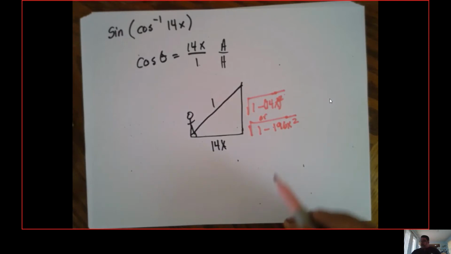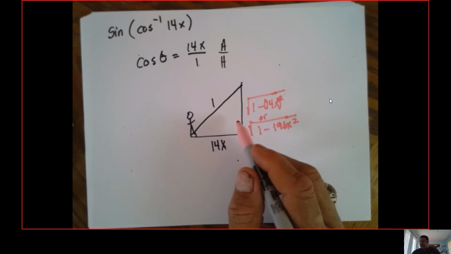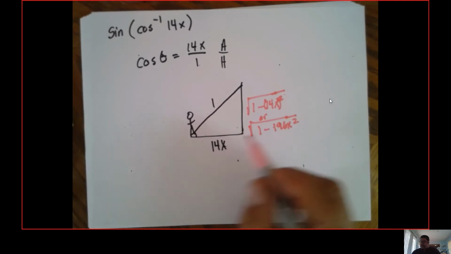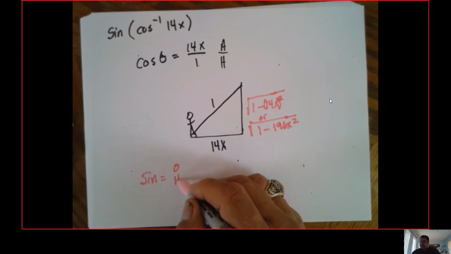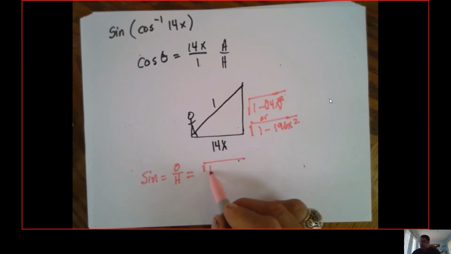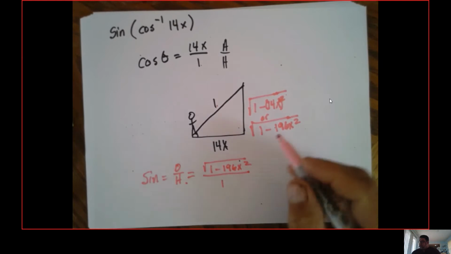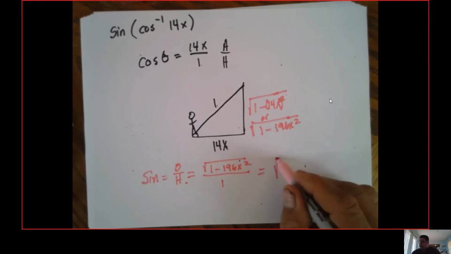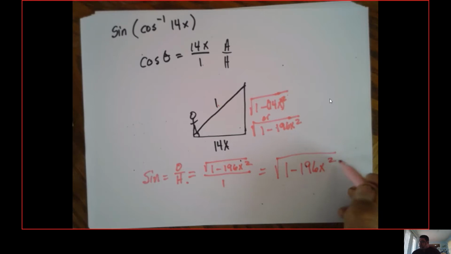Okay, so you draw your triangle, and then you take the sine. Well, what is the sine? The sine is equal to Oscar had, and that's going to be the square root of 1 minus 196x squared over 1, which is the square root of 1 minus 196x squared, and that should be your answer.